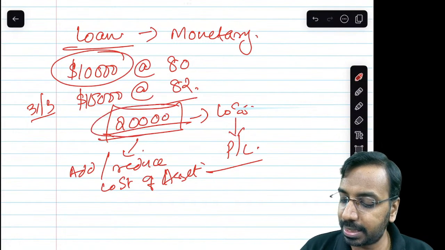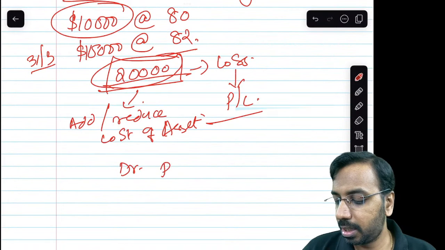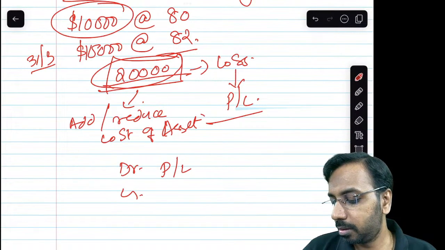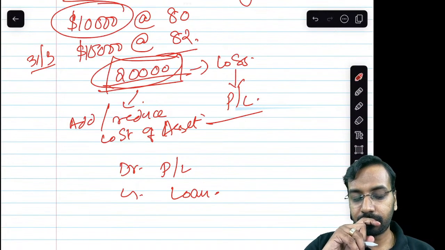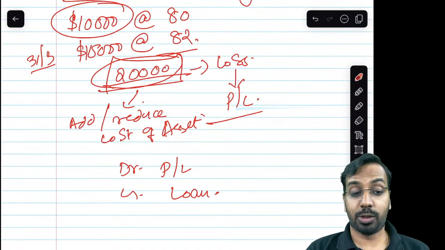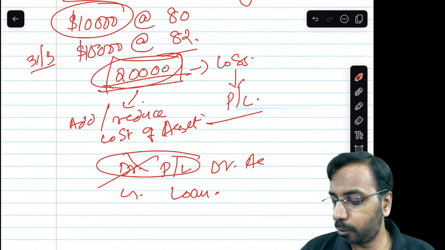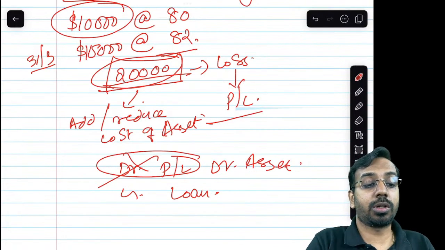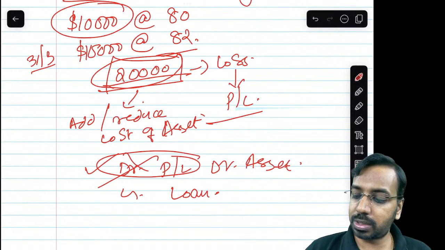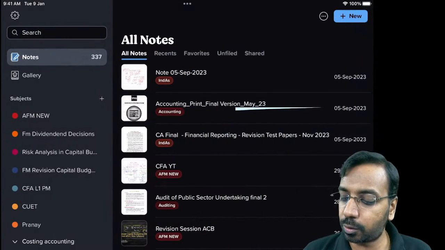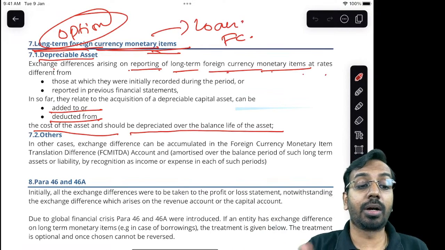Now the loan liability has increased by 20,000. Normally we said this loan liability we will debit P&L, credit loan. Now what the standard says is, at the option of the entity, if they want, and it is a one-time non-reversible option, instead of debiting it to P&L, you can debit it to the asset. You can increase the cost of the asset, or you can reduce the cost of the asset by not transferring that to P&L. So this is a one-time option which has to be exercised, and you cannot reverse it subsequently.